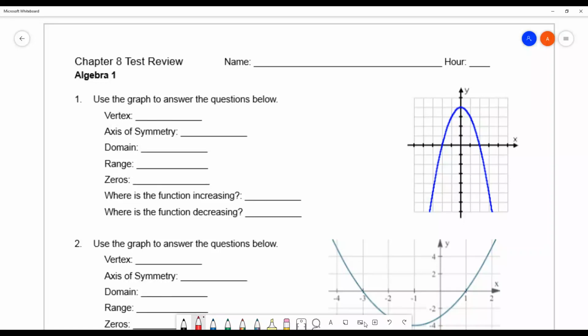All right, so if you're here, you're probably getting ready for a Chapter 8 test retake, and to do that, we're going to go through the Chapter 8 test review together today. Let's start with question number 1 and 2.